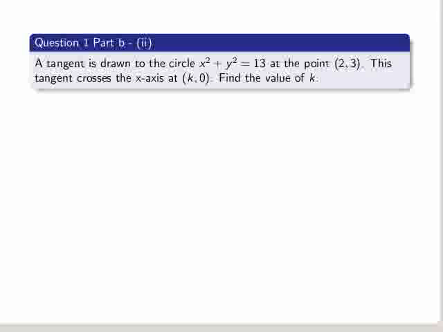Okay, we move on to section 2 of part B. A tangent is drawn to the circle x squared plus y squared equal to 13 at the point 2, 3. This tangent crosses the x-axis at k, 0. Find the value of k.